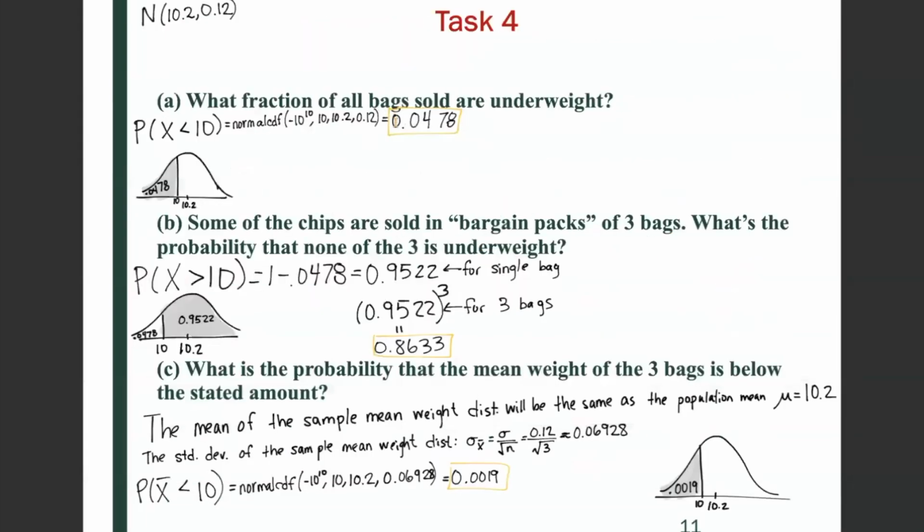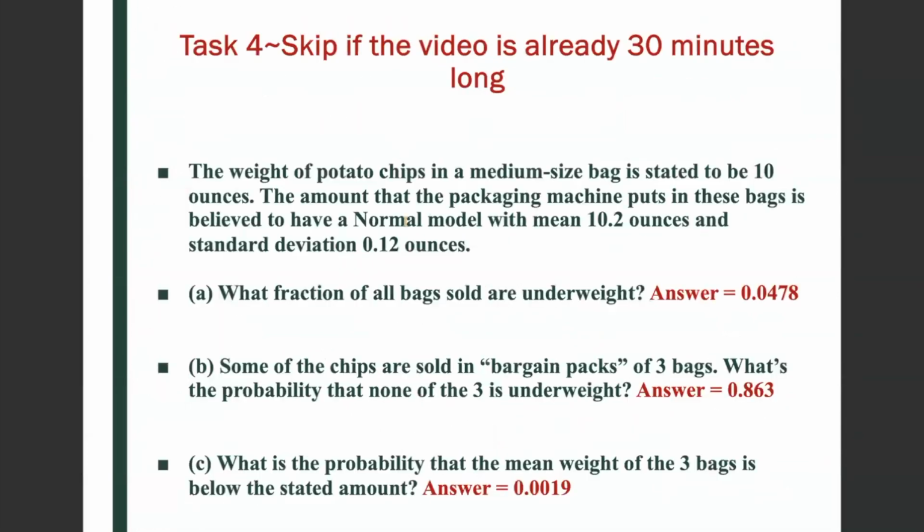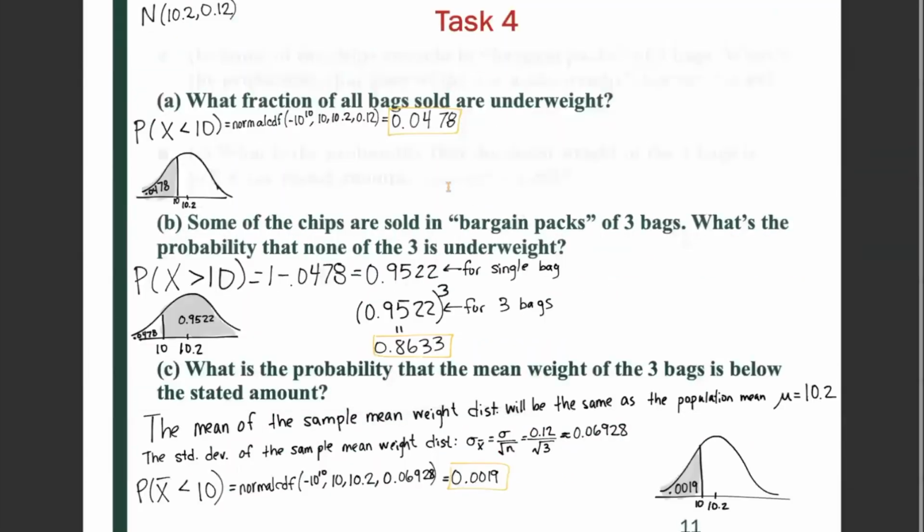Okay, so here we want to find, again, we were told that the weight of potato chips in a medium-sized bag is stated to be 10 ounces. So if it's underweight, then it would be less than 10 ounces. So we want to find the probability that X is less than 10. So here I'm going to draw our normal distribution centered around 10.2. That's our mean. And here 10 on the number line is going to fall somewhere to the left of 10.2. So I want to find this shaded area here to find the probability that X is less than 10.